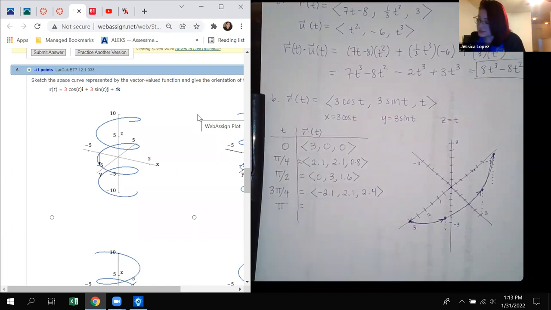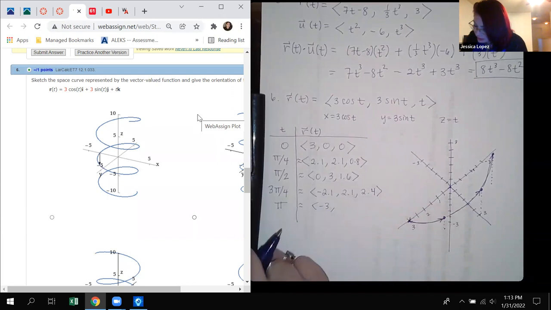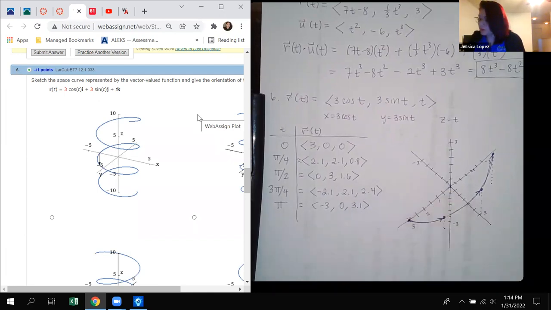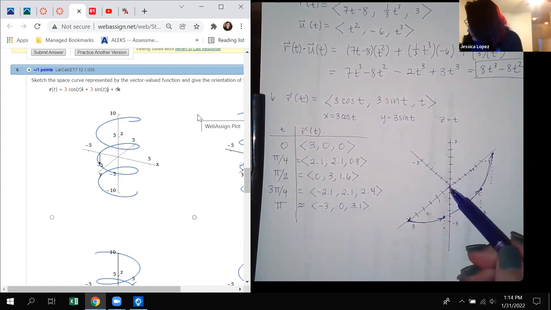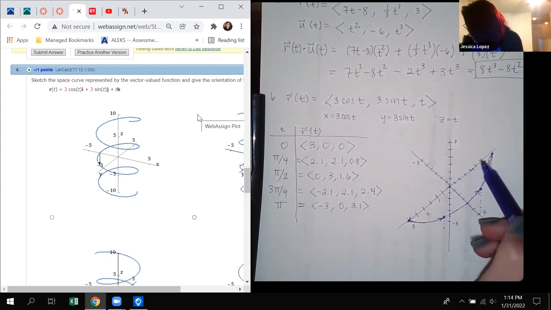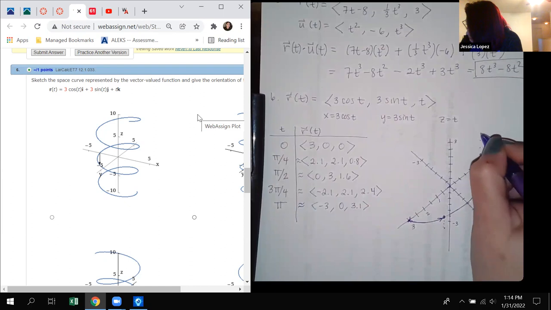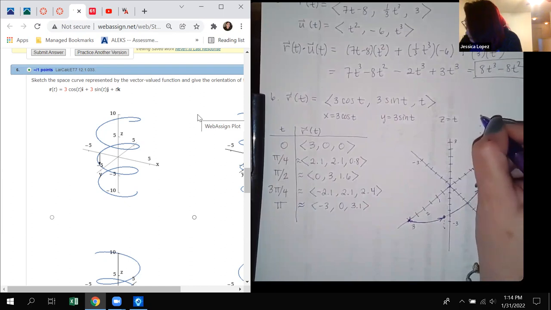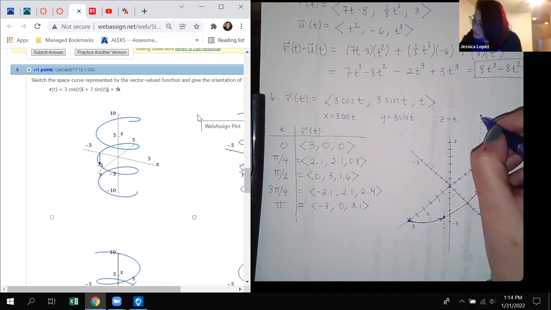But let's keep going till we get our last point. So 3 cosine of pi is going to be negative 3. 3 sine of pi is going to be 0. And then pi by itself, we know is 3.14, so about 3.1, right? So I'm going negative 3 in the x, 0 for y, so I don't go forward or backward. But then I need to go up 3 units. So half, 1 unit, 2 units, 3 units, 0.1. So notice this one's even higher than the one before, but we're still going around in that circle, okay?